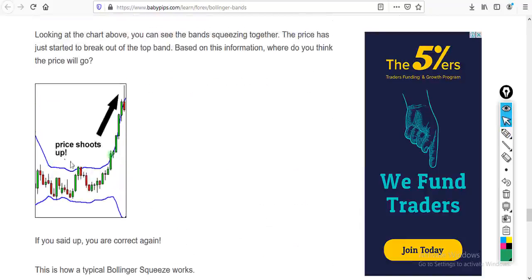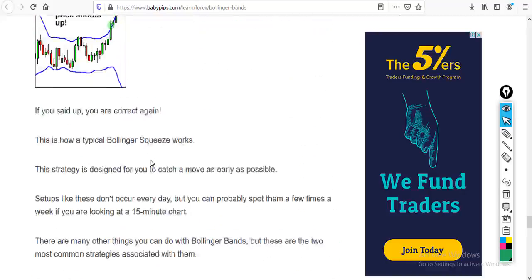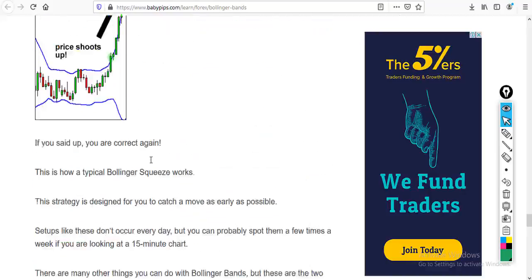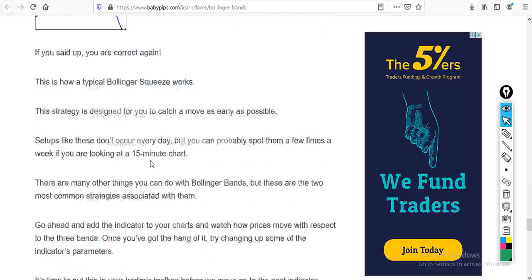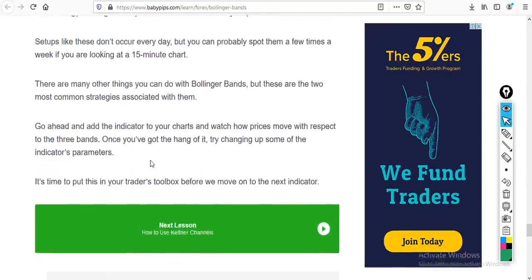So let us look at these examples that we have here. Once price hits this area here where you see the mouse, what happened? Price shot up. What you should know also is that this kind of setup is not always present in the market, but with a little practice you will be able to master the concept.